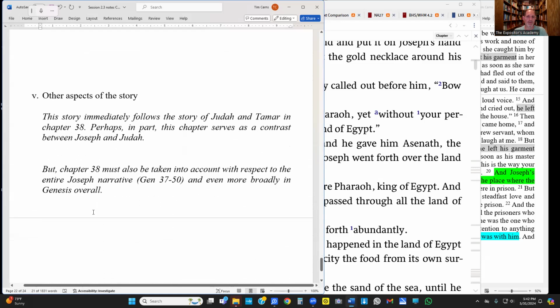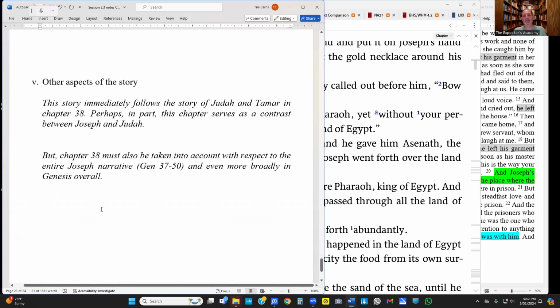Other aspects of the story. This story immediately follows the story of Judah and Tamar, which again could serve partly as a contrast between Joseph and Judah, right? Judah has sex with his daughter-in-law, who he thinks is a prostitute, but Joseph, on the other hand, does everything he can to avoid committing adultery with Potiphar's wife. But I think there's more going on there than just that. And we would need to look at the whole Joseph narrative to really understand.